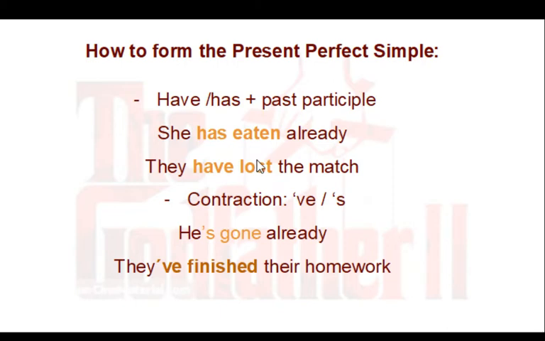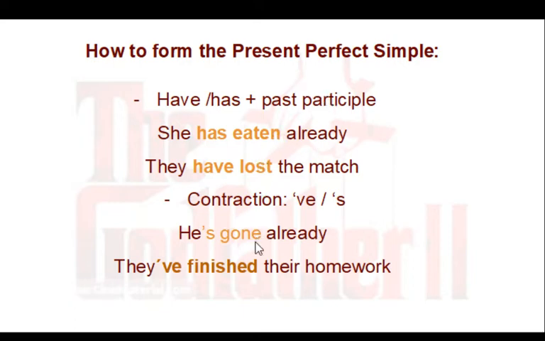Remember, for regular verbs, we just have to add ed to the main verb with the rules that we should already know. And if it's an irregular verb, we just have to use the past participle, like the third column from those lists of irregular verbs that we all have studied in the past. Here we have some examples. She has eaten already, and they have lost the match. So remember, we start with the subject, the auxiliary verb to have, and the past participle.